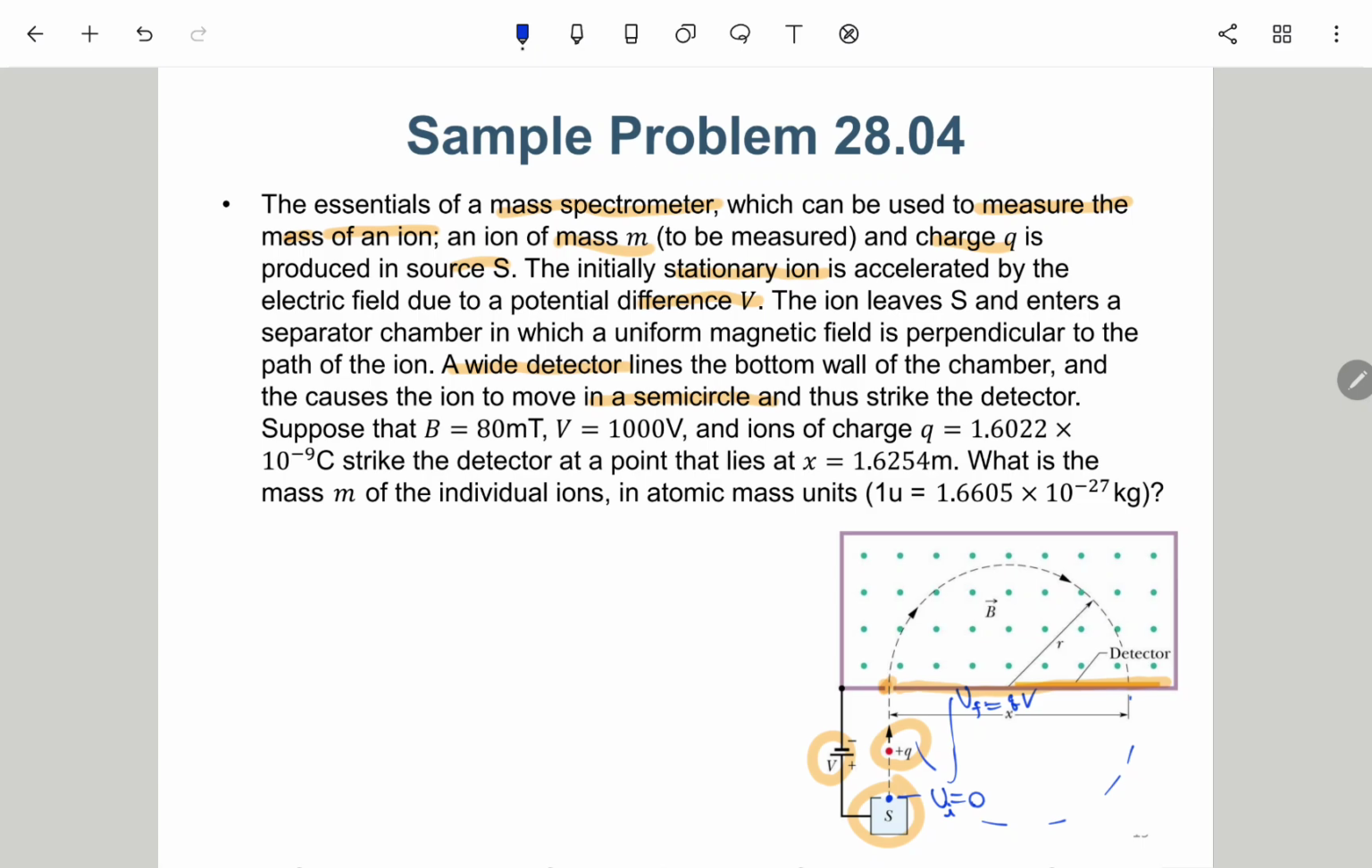Here we try to measure the distance x. We can measure the distance x, and suppose the values of B, V, and q are these values, and x is this value. So what is the mass m of the individual ions in atomic mass units? We just divide the mass in kilograms by this value for 1 u.